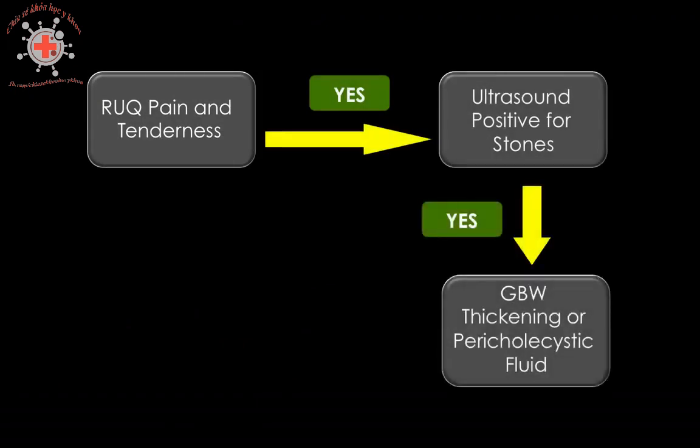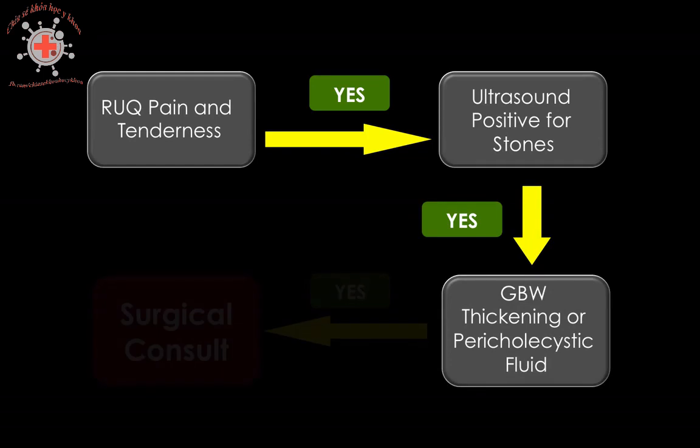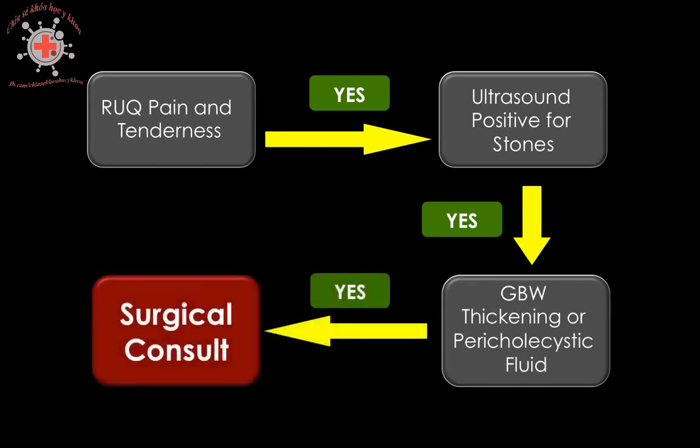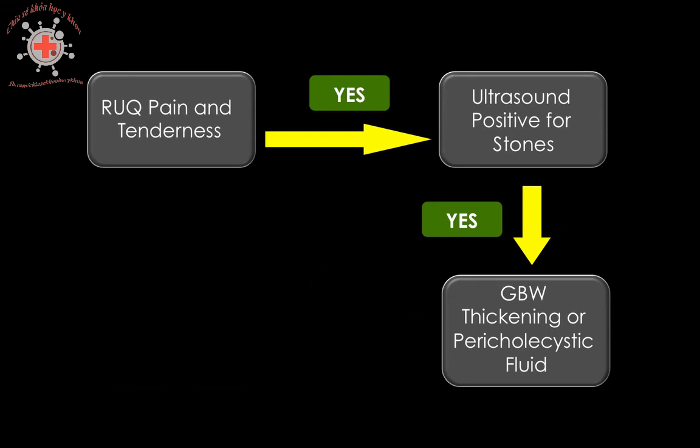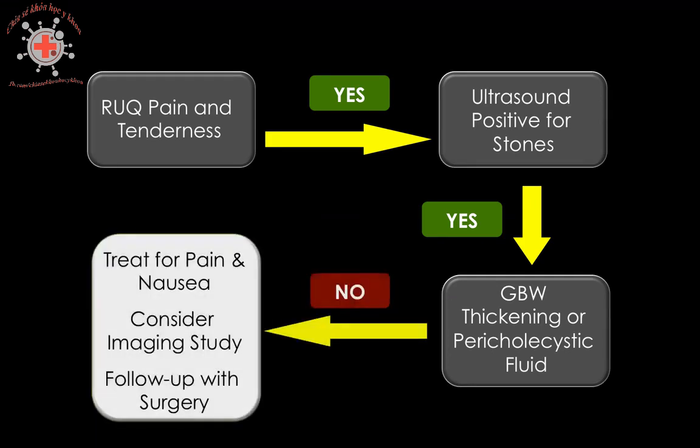If stones are found, then the examiner should look for evidence of gallbladder inflammation such as wall thickening and/or pericholecystic fluid. If inflammation is present, then immediate surgical consult and/or admission should be pursued. If the patient has cholelithiasis, but the examiner does not see signs of inflammation, the patient should be treated for pain and nausea, and the examiner should consider another imaging study through radiology.